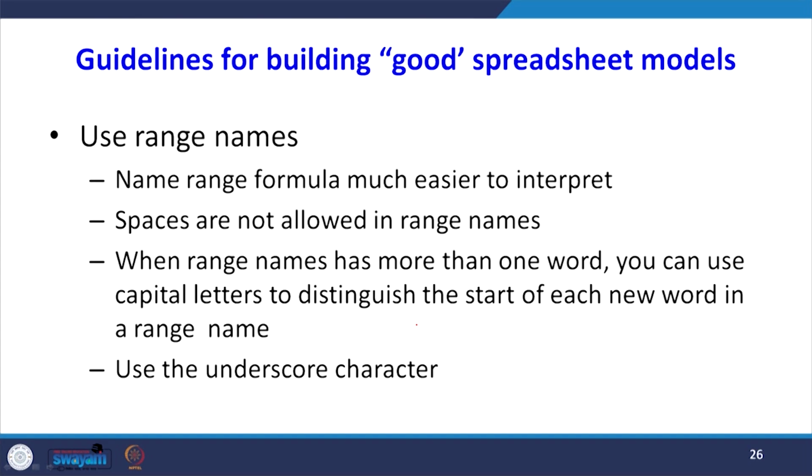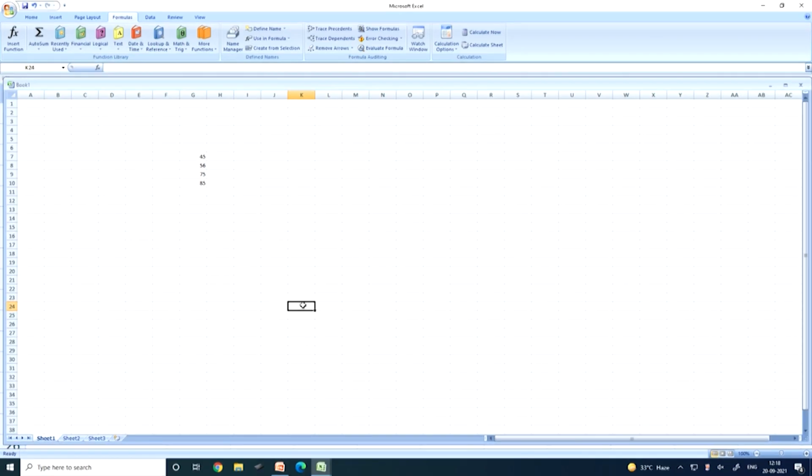Use range names. Named ranges make formulas much easier to interpret. When you are giving a name for a range, spaces are not allowed in range names. When a range name has more than one word, you can use capital letters to distinguish the start of each new word in the range name, or use the underscore character.